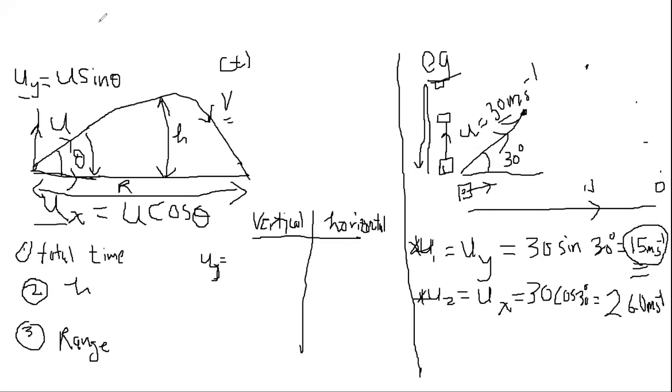Last time you only wrote initial velocity as U, but when it comes to projectile motion, you have two types of U: UX, UY, and of course the actual U. Actual U is the actual speed of the particle. UY will always be U sine theta. UX will always be U cos theta. So this is what you need to write first.